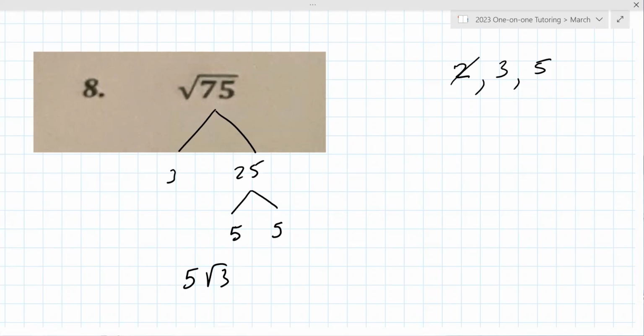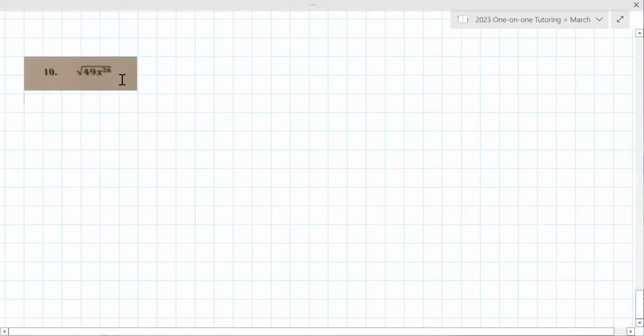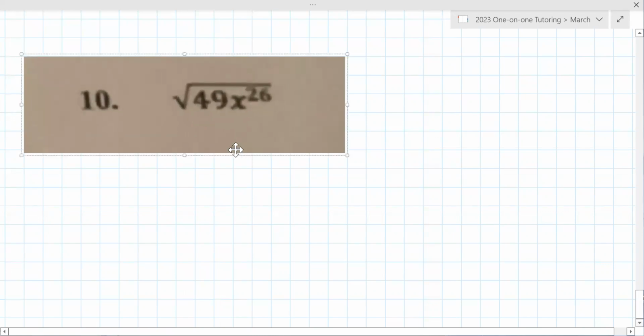No. All right, so just in the interest of time, let's go to 10 because it's different. Nine is like what you've been doing. So this breaks apart into two square roots. It's really the square root of 49 and the square root of x to the 26th. So the square root of 49 is 7. It's a perfect square. Do you remember the rule for x to the 26th? I think it's the numbers basically cut in half. Exactly. So that's x to the 13th.